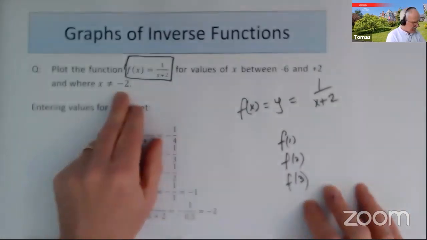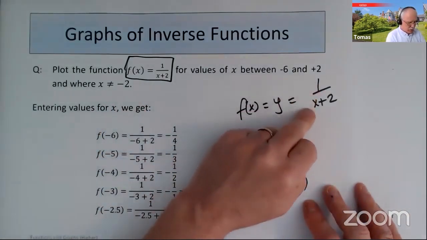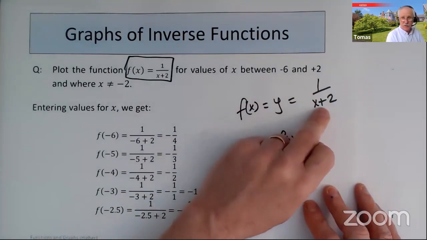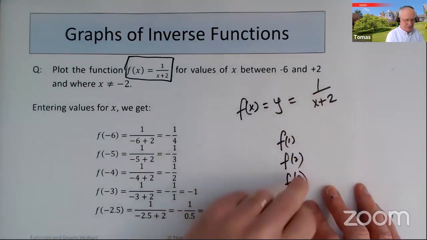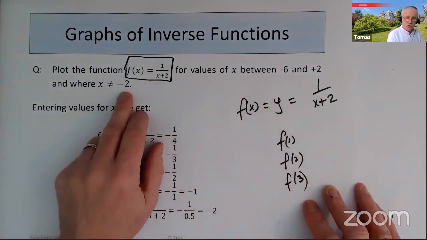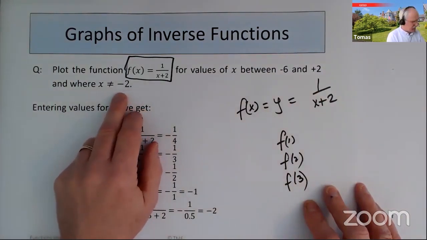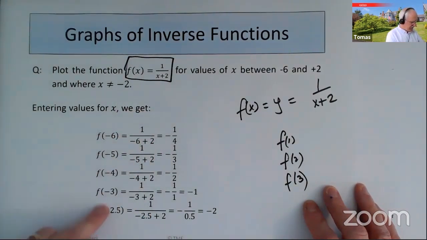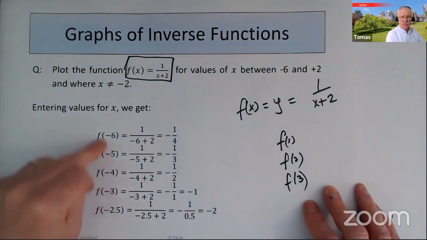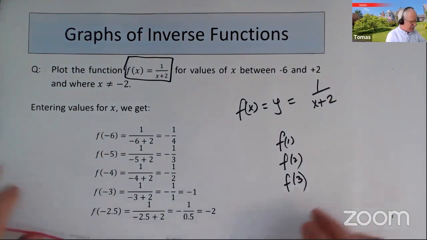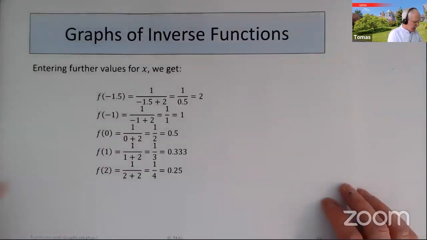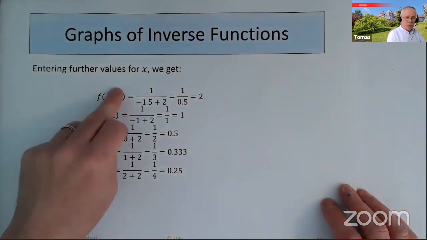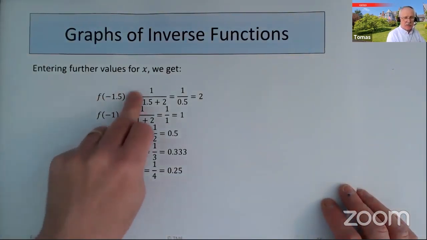Now it says avoid the point minus 2, because minus 2 plus 2 will be nothing, and 1 over nothing is not defined. But you could get close to it. You could maybe use minus 2.1 or minus 2.5, and then minus 1.5. So here we have the numbers. I put in minus 6, minus 5, and entered the values, just as you do for plotting points. I've done them all the way along, and I've used ones near minus 2, just at minus 1.5, just for interest.